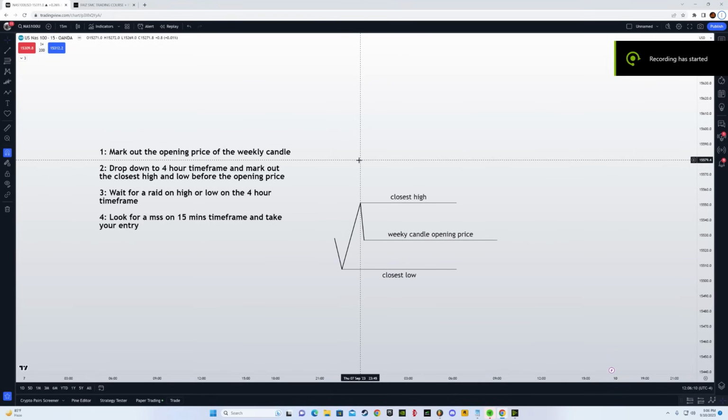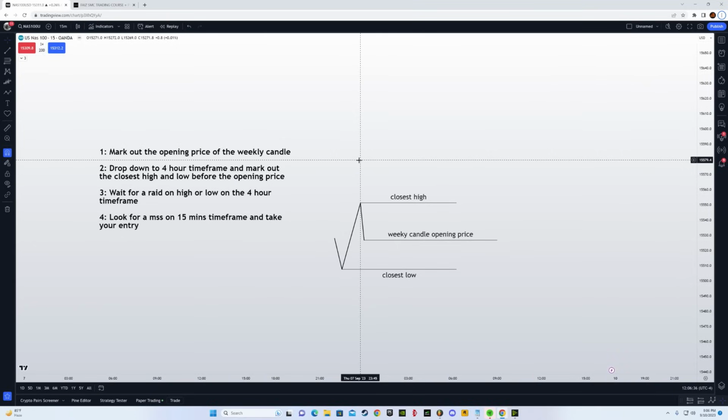Alright, so in this video, I will teach you the ICT weekly power of 3 trading strategy. This is one of my most powerful strategies and one of my favorite strategies that I use. It is the closest strategy to Holy Grail. I know there is no Holy Grail in the trading industry, but this is as close as you can get.